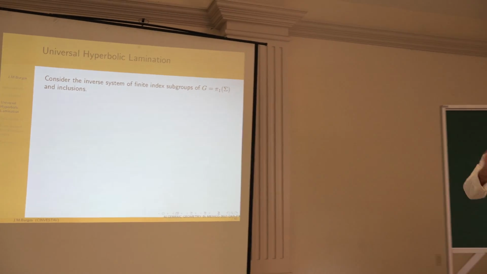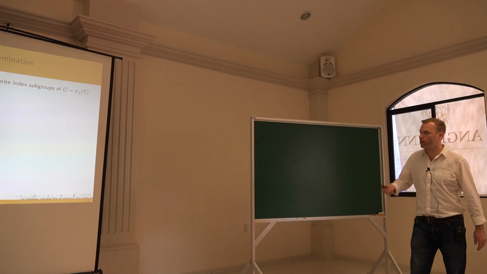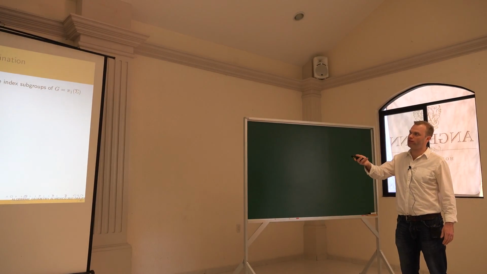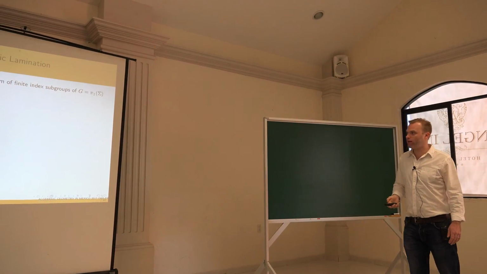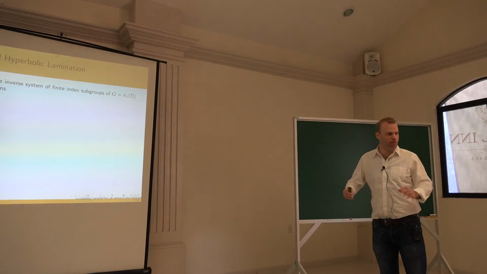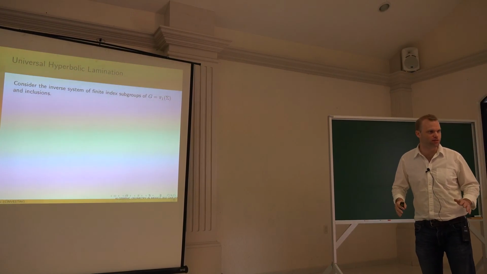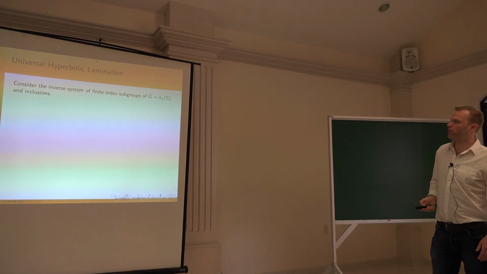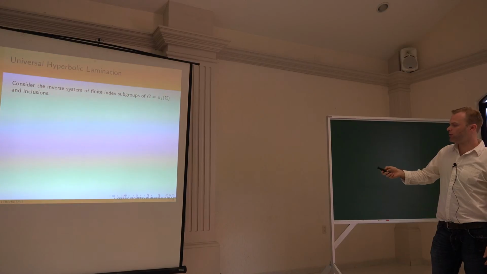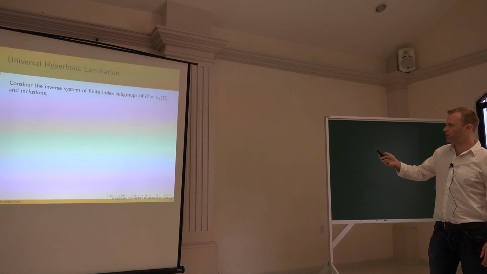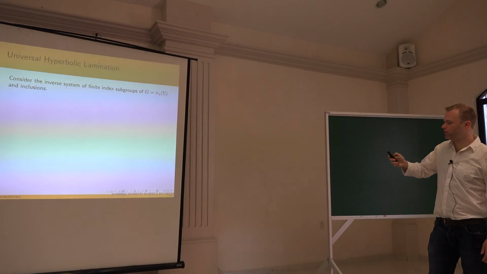We put this information in the freezer for a while, and now we talk about what the hyperbolic lamination is. Consider the inverse system. I am in the preliminary section. I'm still talking about preliminaries. Consider the inverse system of finite index subgroups of the fundamental group. G will denote, all along the talk, the fundamental group, and the inverse system with its inclusions.